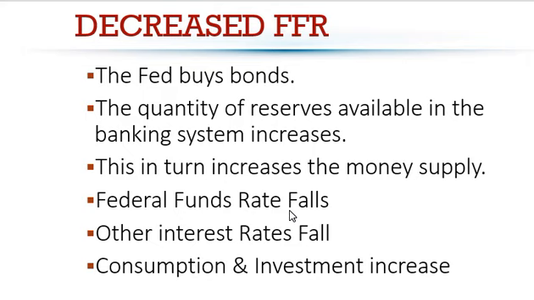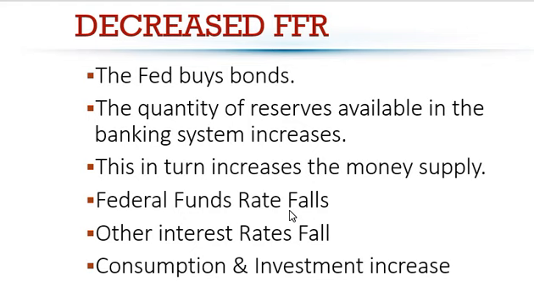To decrease the federal funds rate, the Fed is going to buy those bonds, those treasury securities. When they buy those treasury securities, the quantity of reserves increases in the banking system. So that increases the money supply, and the federal funds rate is going to fall. Remember, the federal funds rate is one bank borrowing from another, but that's also going to push other interest rates to fall. It's not a direct correlation, but they are related.